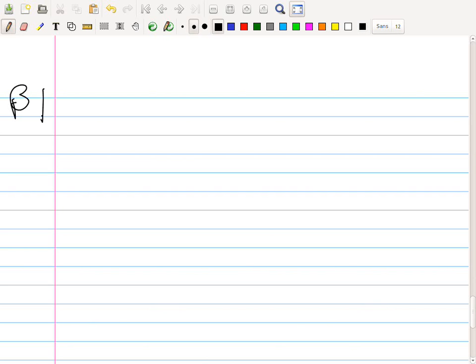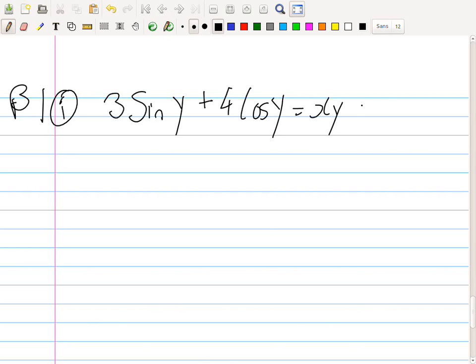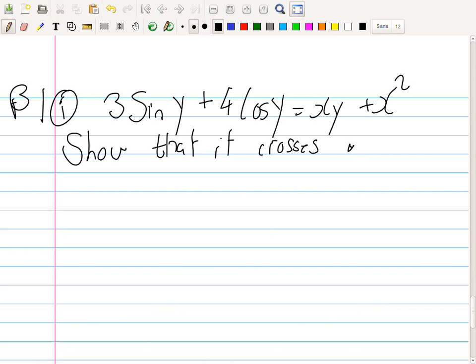So in the first one here, you're given part 1. I'm just continuing with section B of the same paper, which is the one I think I did with you. Yeah, this is the same one. 3 sine y plus 4 cos y equals xy plus x squared. And it says, show that it crosses the x-axis at x equals plus or minus 2. So in other words, show that they're roots.